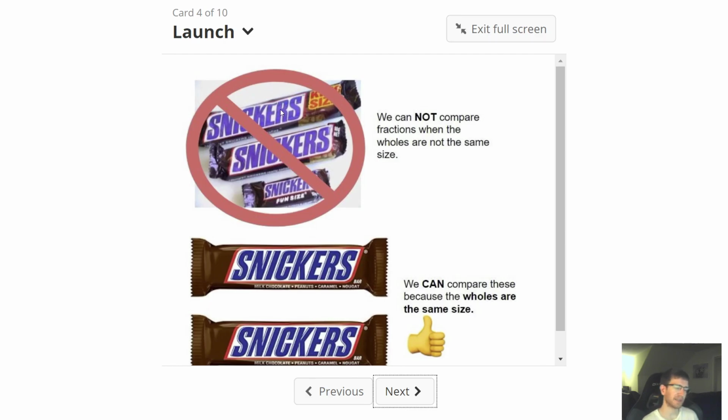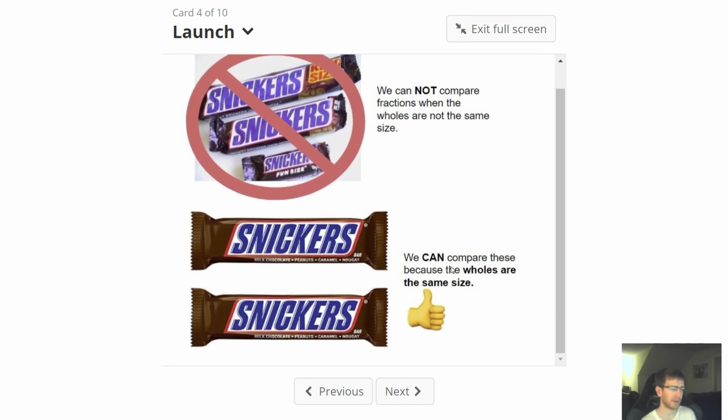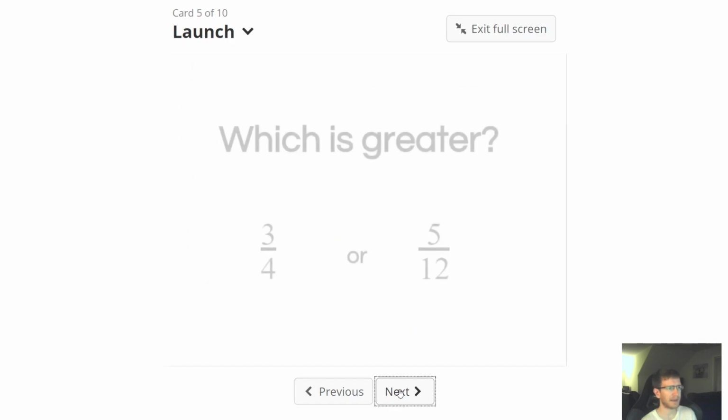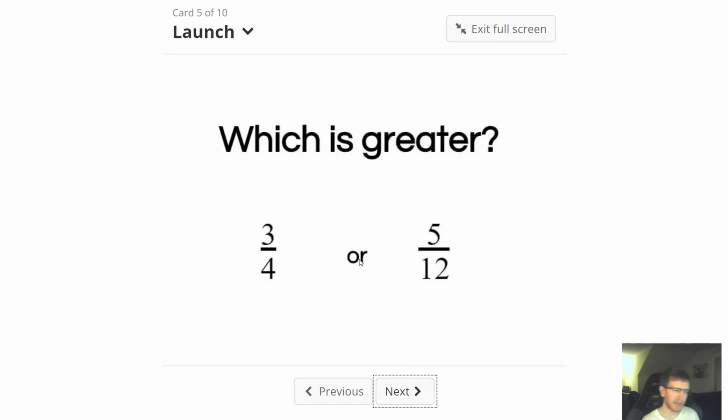That's why the first thing with comparing fractions is we can compare these because the wholes are the same size. We're assuming that they're the same, not different. That's why when we make equivalent fractions with the rectangle models, we make sure the lengths are the same length. It's very important. All right, so keeping that in mind, which is greater, 3/4 or 5/12?